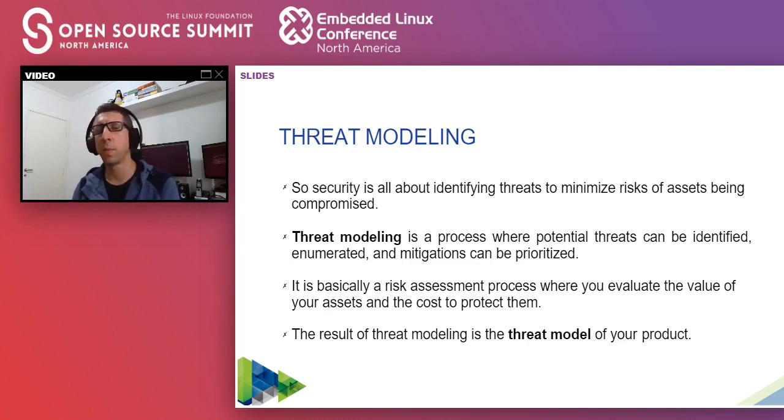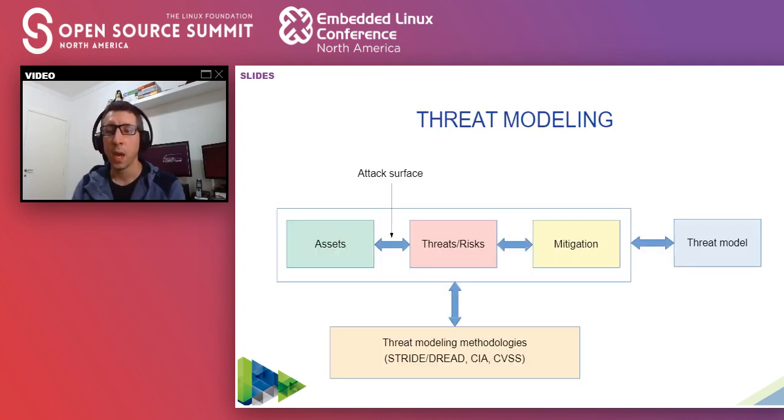The result of a threat modeling would be the threat model of your product with all of the risks identified and ranked, probably because it's important to rank from the most important or most impactful risk to the least. And then with this threat model at hand, you would try to mitigate the risks and improve the security of your device. I'm going to talk a little bit here about how the threat model works, but it's going to be just 3-4 slides, because we don't have much time. We really want to talk about the technical parts of the security.